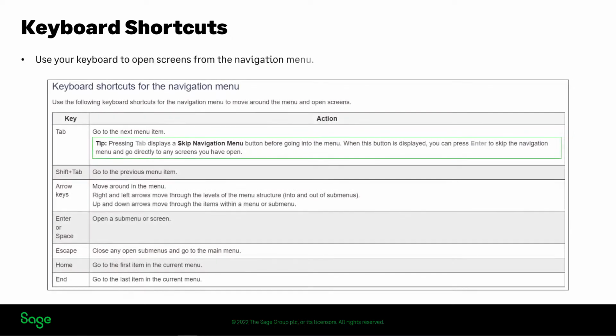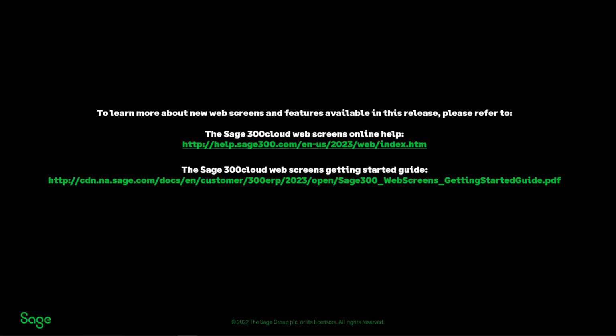You can now use your keyboard to open screens from the navigation menu. New keyboard shortcuts for the navigation menu let you move around the menu and open screens from it. More information on web screens can be found on the Sage 300 Cloud Web Screens online help page or in the Sage 300 Cloud Web Screens Getting Started guide.